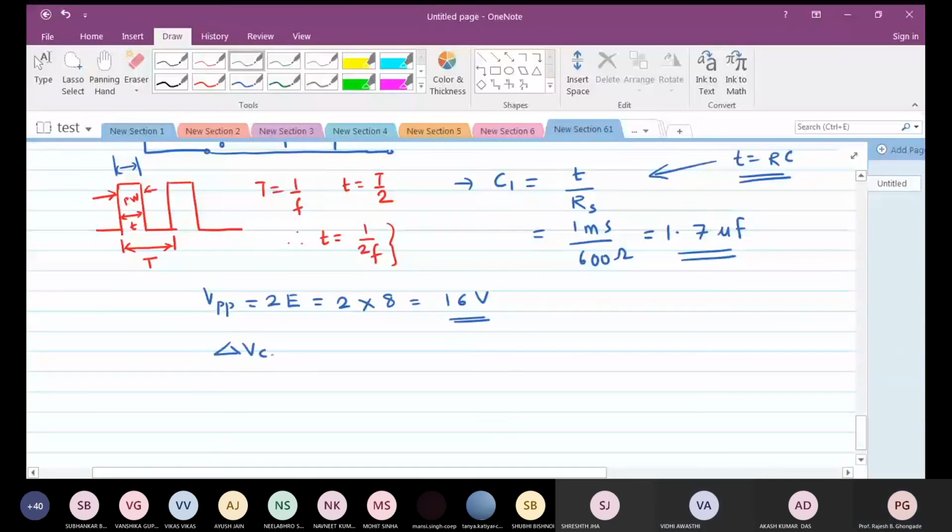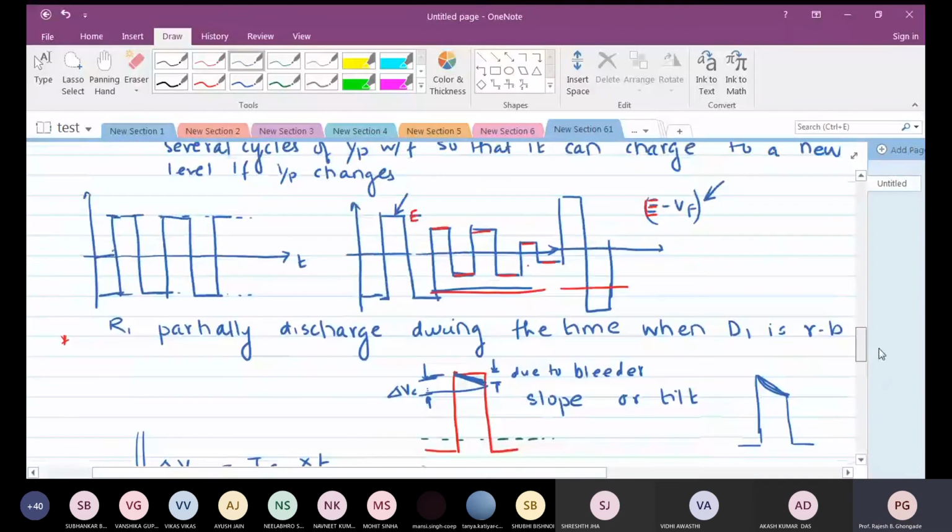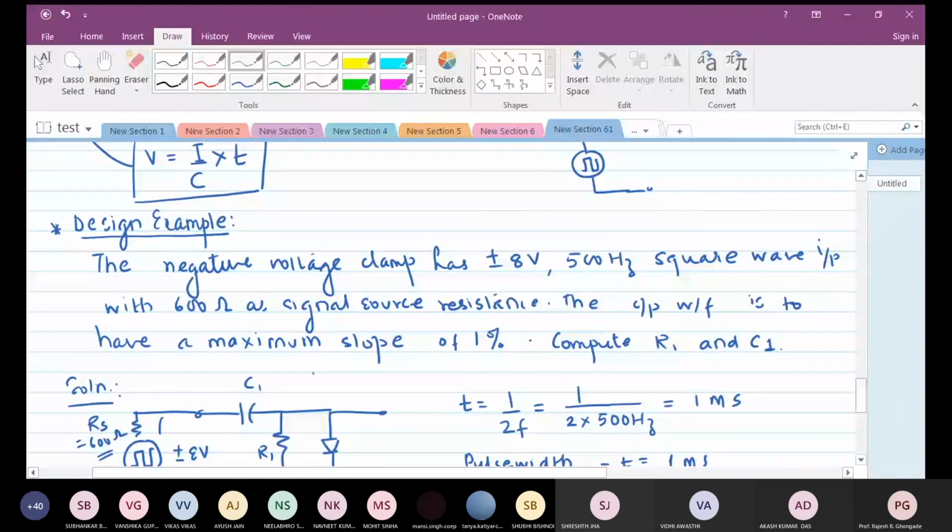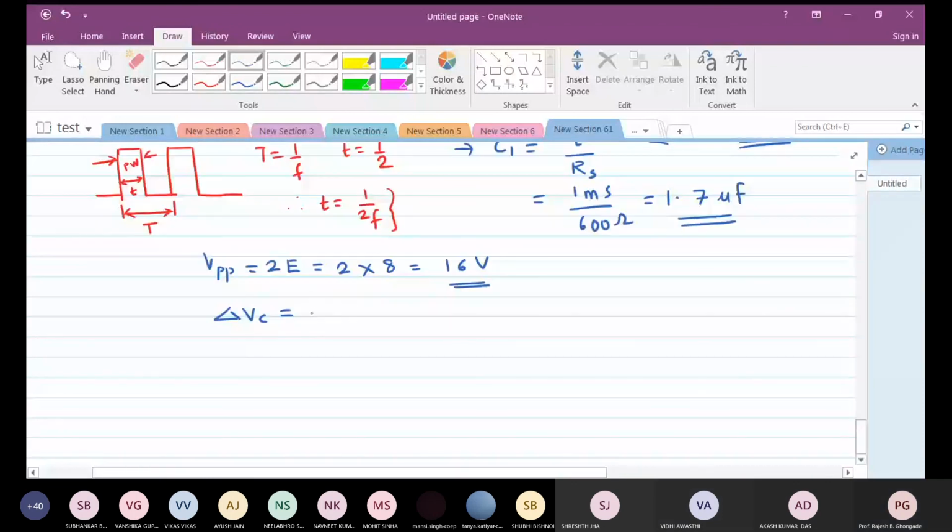Now delta VC. We want that this delta VC should be small. How much? 1% of the maximum value. So this delta VC, that is the slope or the change or the tilt, is 1% of the peak to peak value. That gives me 0.01 into 16 volts. How much is this? 0.16 volt.